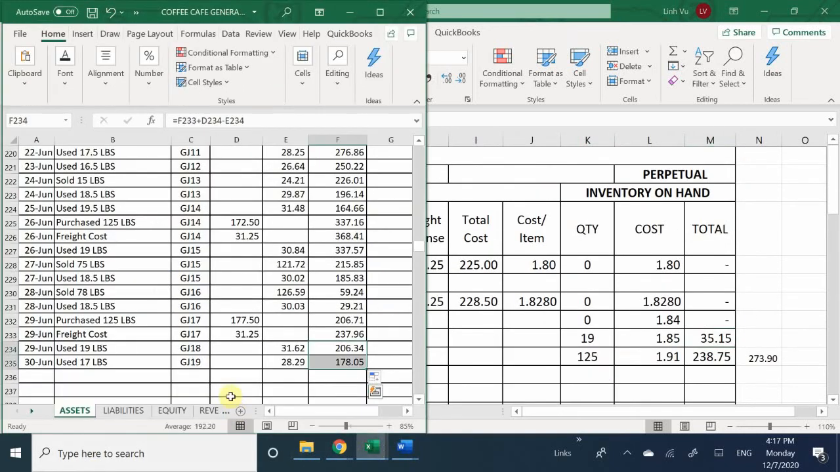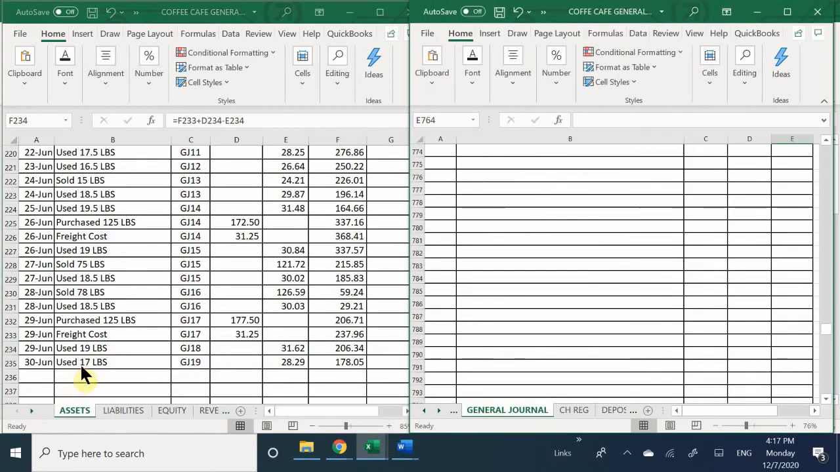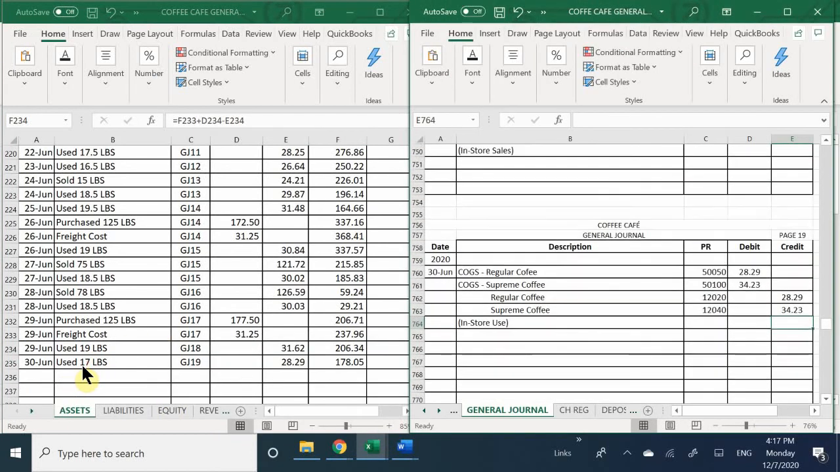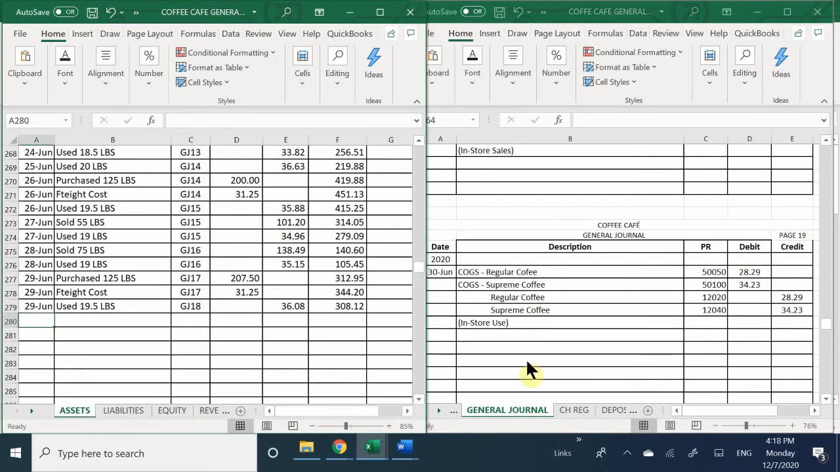And then Supreme. 630. Used. 18.5 pounds. Journal 19. And our amount was the $34.23, bringing our new total to $273.89. Ooh, so we found another discrepancy.